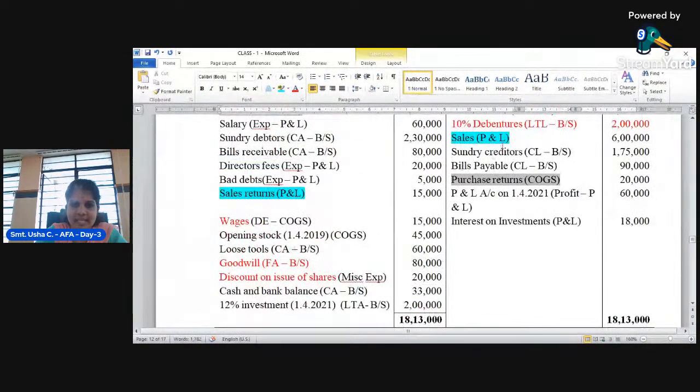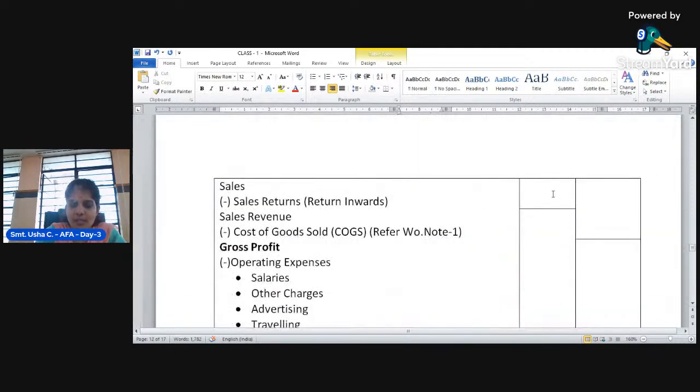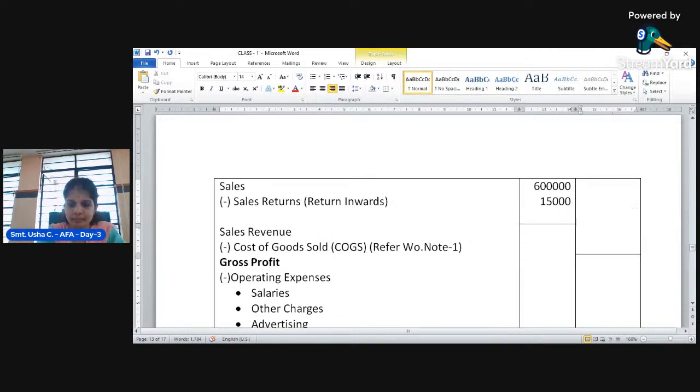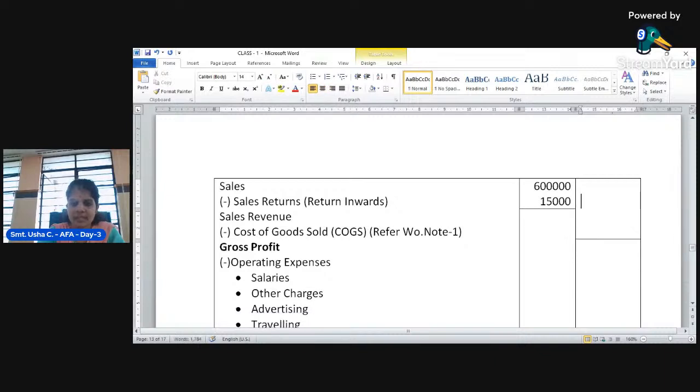Okay, next, the item of sales. First item is what? Sales. Sales how much? 6 lakh rupees of sales. I'll mark it in yellow so that it shows that we have considered. So sales minus sales return, that is 6 lakh rupees of sales and 15,000 of sales return. 6 lakh minus 15,000. Calculate and tell me fast. 6 lakh minus 15,000, it is 5 lakh 85,000.